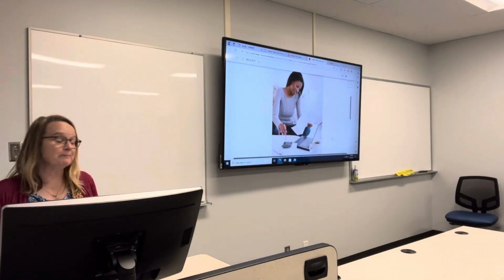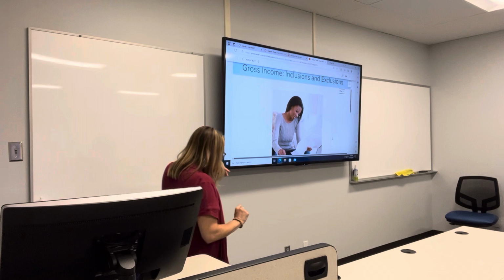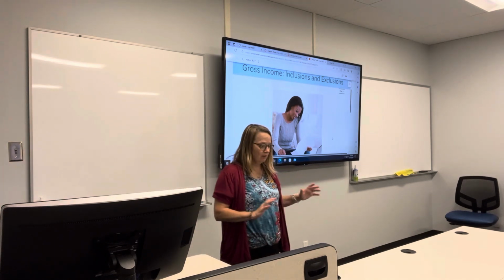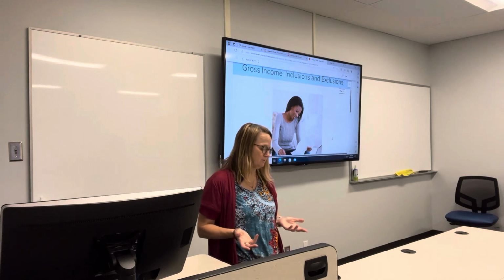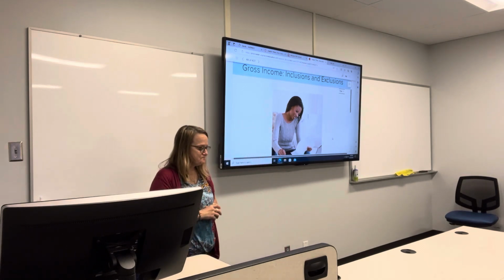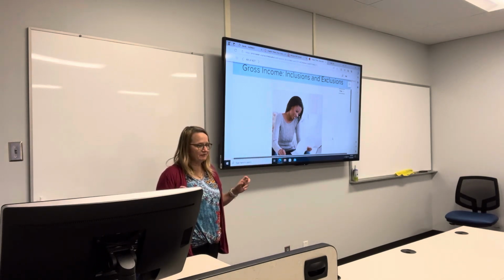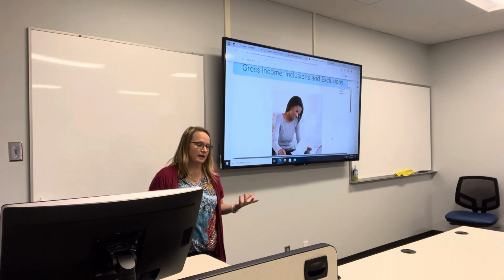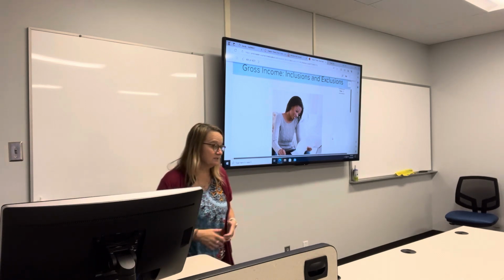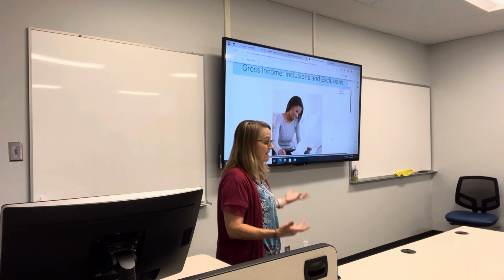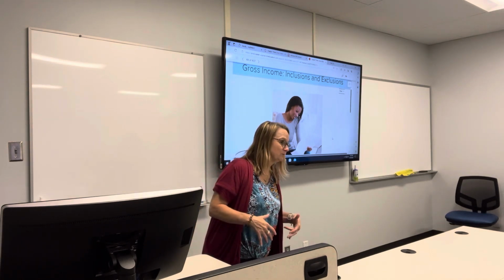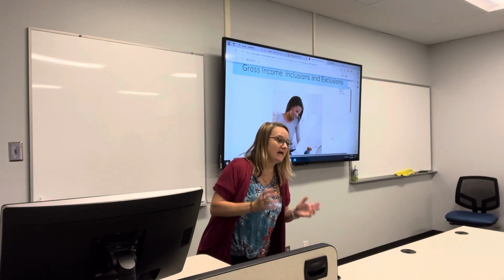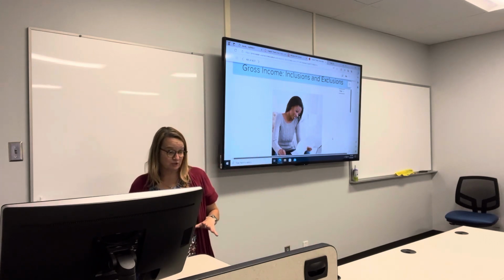All right, because not all income is taxable. Most income is taxable. The definition, or how the IRS puts it, or how Congress puts it actually, is that all income is taxable unless it's not. So you can assume everything is taxable unless it's somehow specifically excluded from taxation.